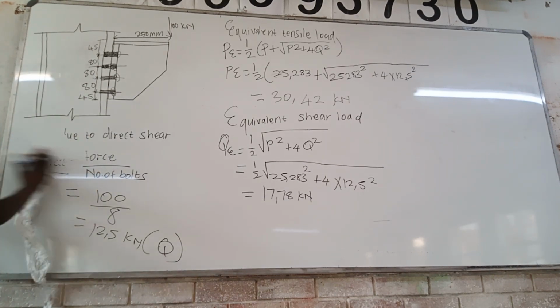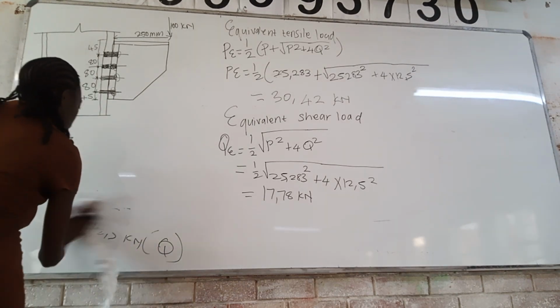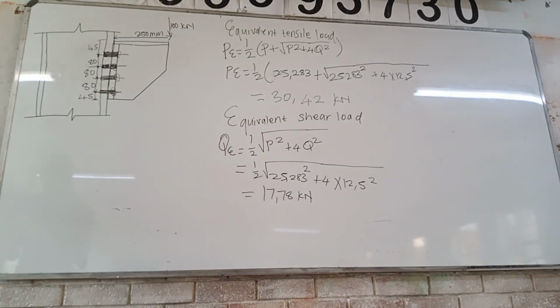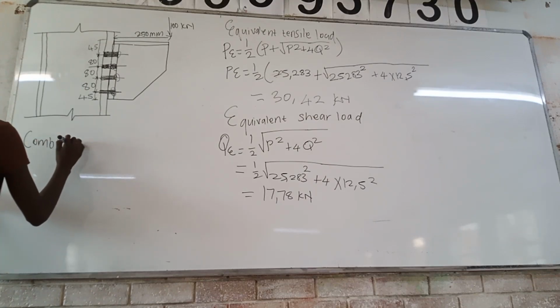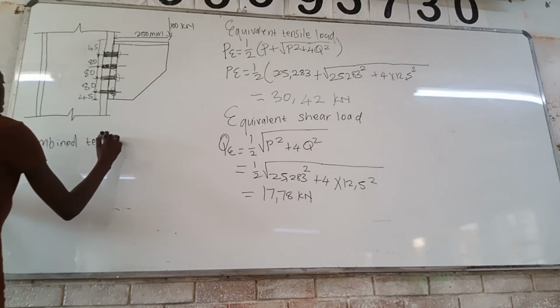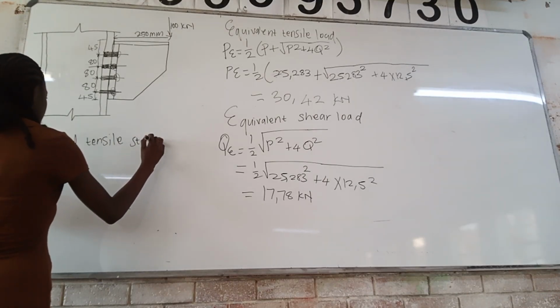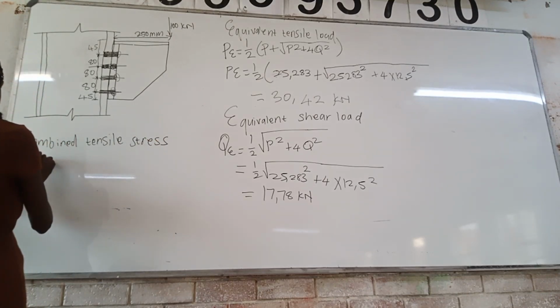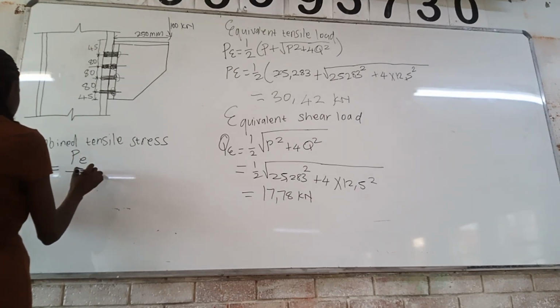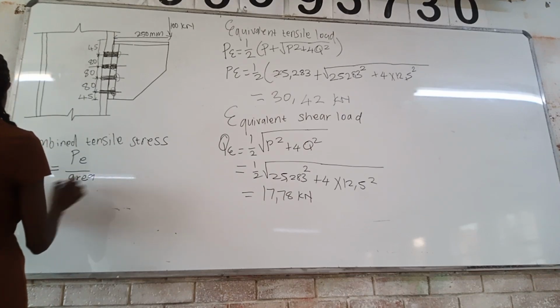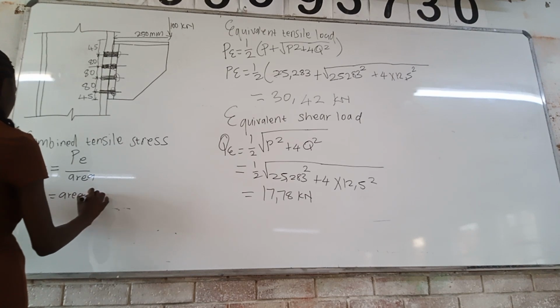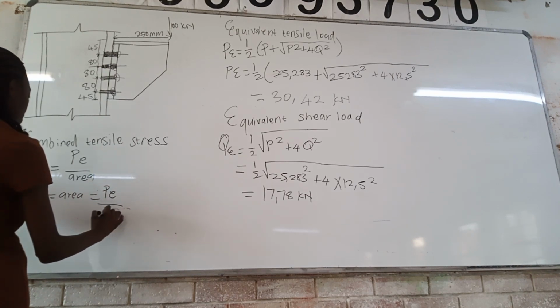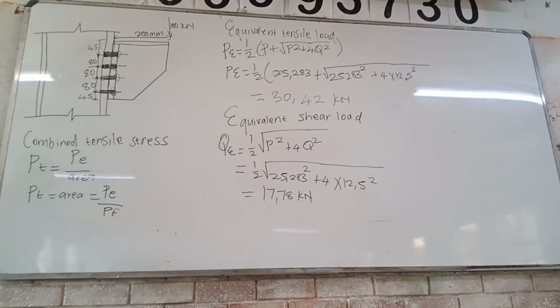Now we are going to calculate the combined tensile stress. The tensile stress is equal to PE divided by area, so the area is equal to PE divided by the tensile stress. So write down the formulas.